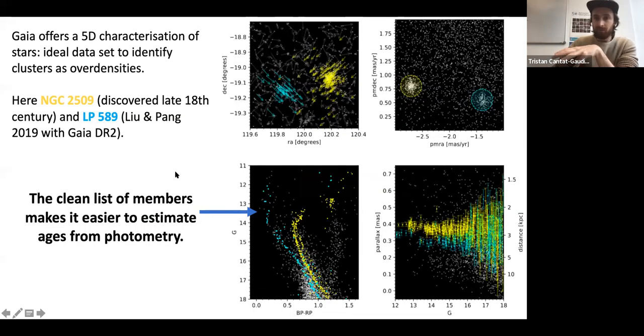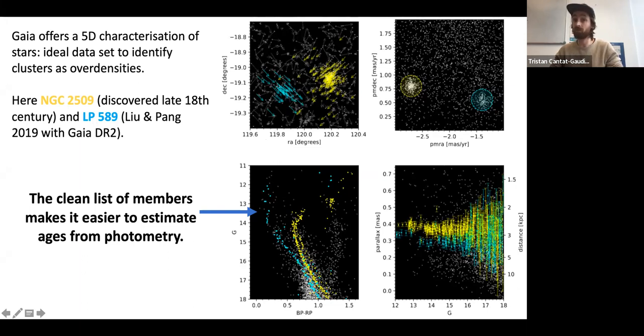And here I'm showing a different example. It's still the same idea: you can see stars are co-moving, so they're probably part of the same cluster, and you can identify overdensities in proper motion space. The yellow points here are NGC 2509. It's an NGC cluster, so it was in catalogues in the 19th century. This particular one was actually discovered in the late 18th century. It has been studied, but people didn't always agree on its distance and how large it is. And now with Gaia, we can see there's a second cluster that's almost overlapping that was discovered very recently.